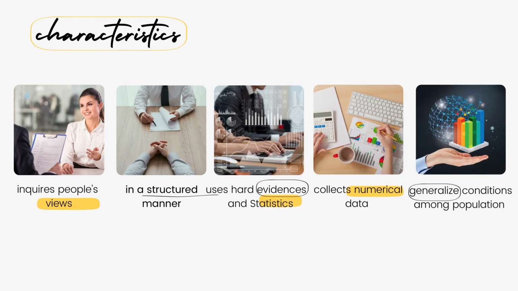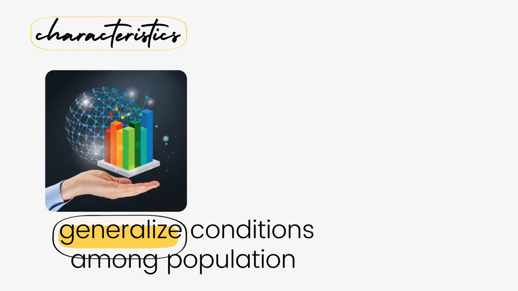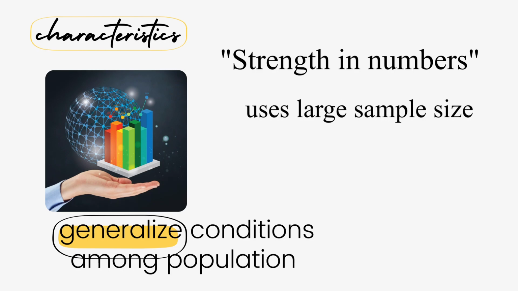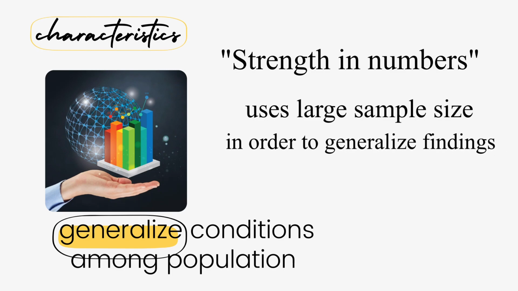Last is generalized conditions among population. One thing that you need to remember when discussing quantitative research is that there is strength in numbers. So you utilize numbers, you utilize a large population, a large group of samples, and then you get a result so that you can generalize your findings specifically to that population that you have studied.